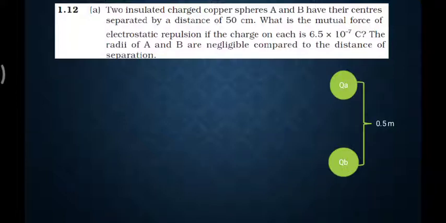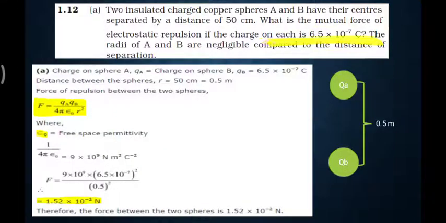And what is the task now? What is the mutual force we have to find? Okay, the charge on A is QA, the charge on B is QB, which is 6.5 into 10 to the minus 7 coulomb, and the distance between them is 50 centimeters, reduced to 0.5 meter. By the well-known Coulomb's law, F is equal to QA QB upon 4 pi epsilon 0 r square, where 1 upon 4 pi epsilon 0 is equal to 9 into 10 to the power 9.